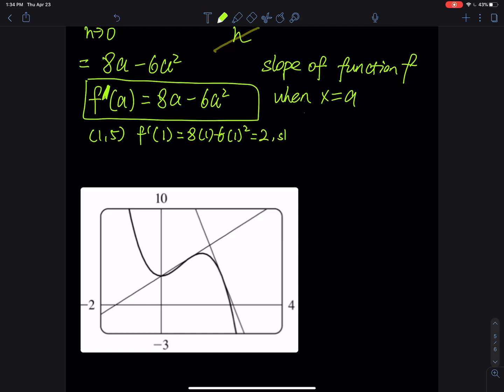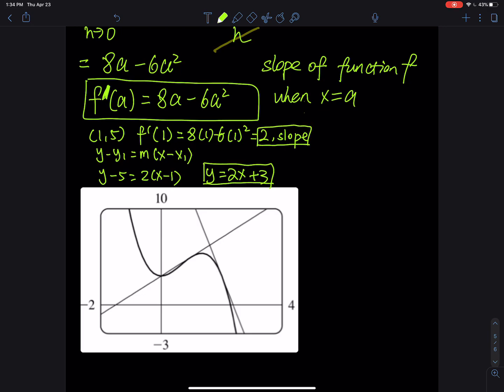This is my slope. And then at this point, can you build a tangent line for me? This is the slope of the tangent line. Can you build the equation for me? I need to see the equation of the line so I can graph it. Then you do y minus y1 equals m times x minus x1. So you have y minus 5 equals 2 times x minus 1. So you end up with y equals 2x minus 2 plus 5, which is 2x plus 3. So this is the equation of the tangent line.